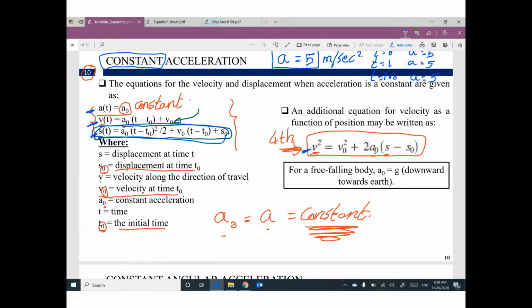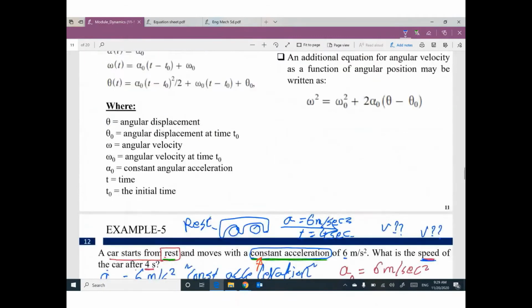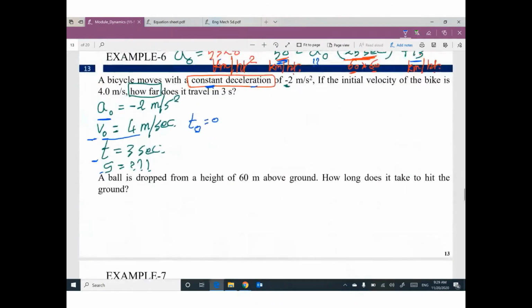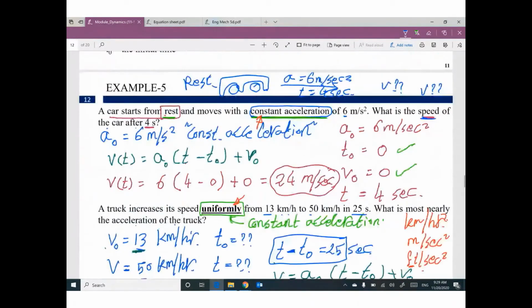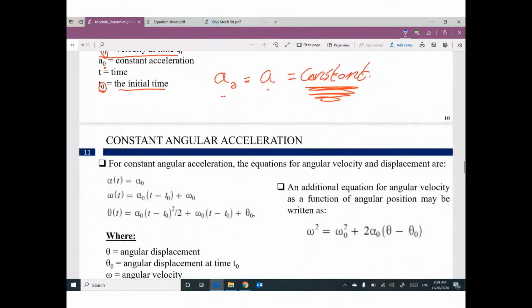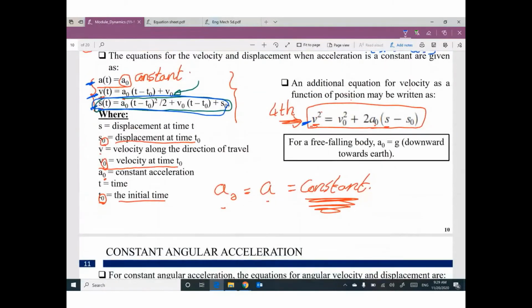The final distance or the final position is equal to a naught times (t minus t naught) squared divided by 2. I'm going to write it here. S at any time equals a naught (t minus t naught) squared divided by 2, plus v naught times (t minus t naught), plus s naught. One more time. We are good. Okay.